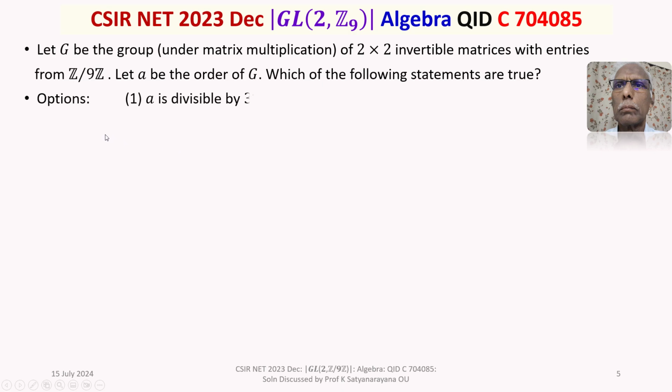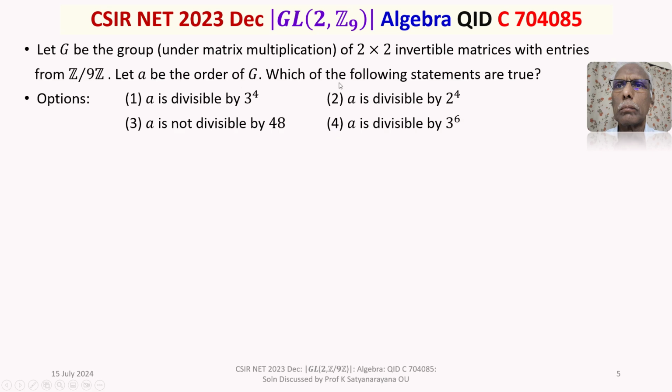We are given four options. Option 1, A is divisible by 3 power 4. Option 2, A is divisible by 2 power 4. Option 3, A is not divisible by 48. And option 4, A is divisible by 3 power 6. So our concern is to find out what is the order of G. What is the order of G?